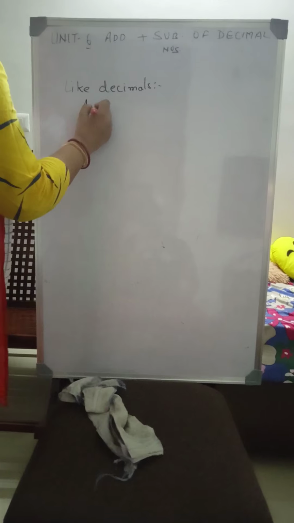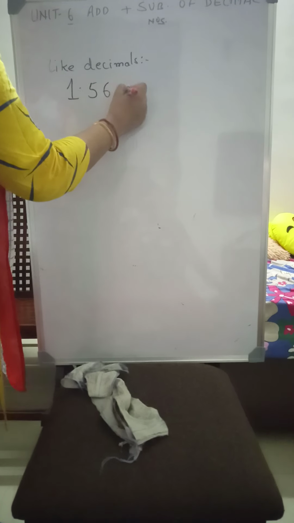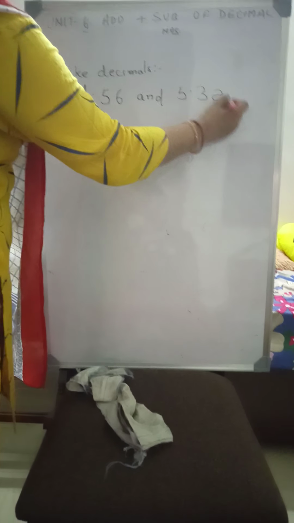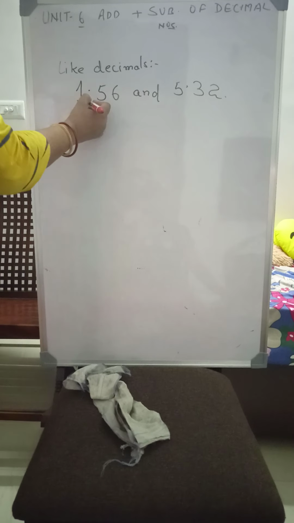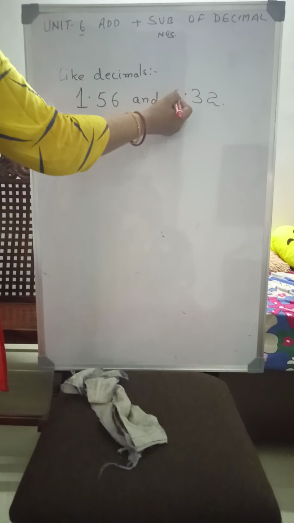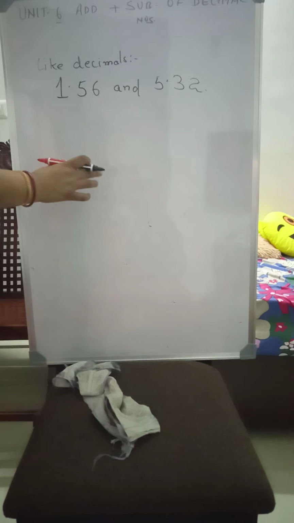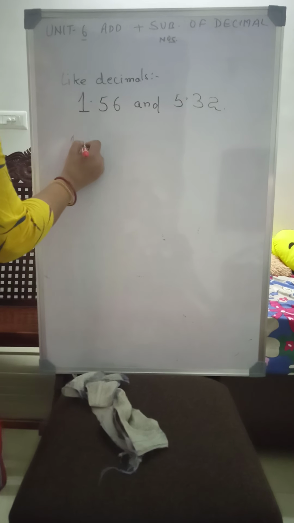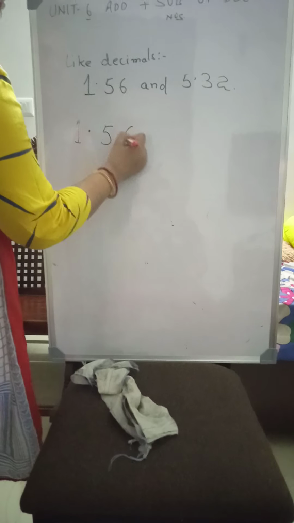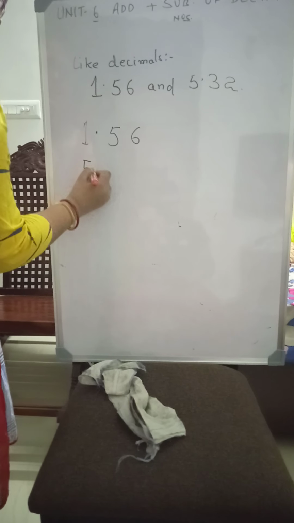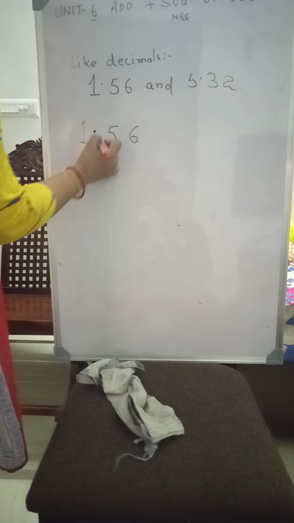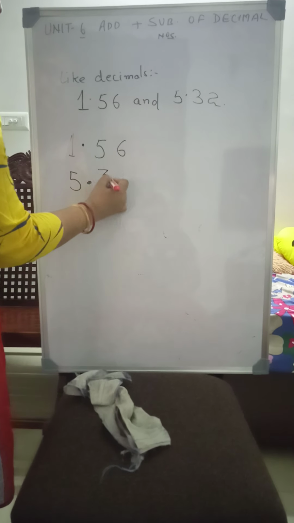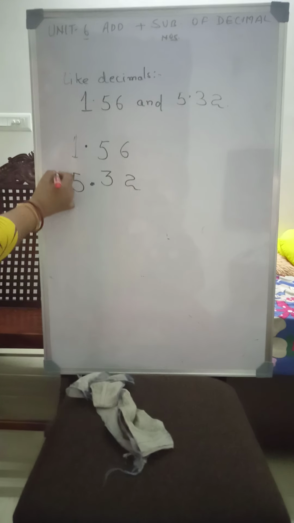It is 1.56 and 5.32. So firstly, we will arrange these addends, 1.56 and 5.32, in a column. Let us arrange these numbers. 1.56, and then just below this first addend, all of you observe, the decimal point will follow one below the another, 5.32. Now put the addition sign.